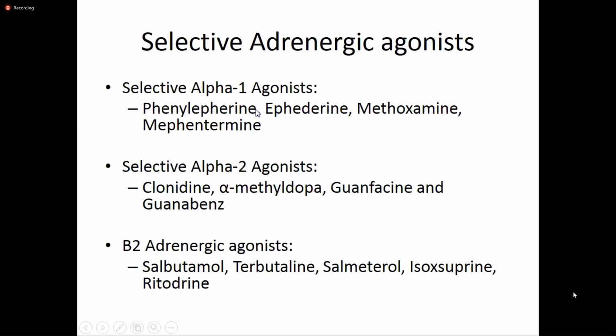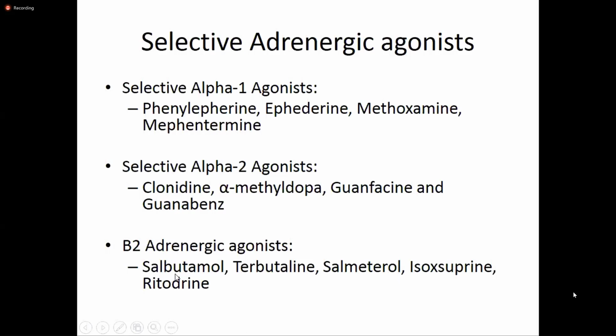As for example, the drugs which have effect on only the alpha 1 receptors. So this includes phenylephrine, ephedrine, methoxamine, and mephentermine. So these are the group of drugs which have selective action on the alpha 1 receptors. And there are some drugs which act selectively on alpha 2 receptors like clonidine, alpha methyl dopa, guanfacine, and guanabenz. And some are the drugs which selectively act only on the beta 2 receptors. And these drugs include salbutamol, terbutaline, salmeterol, isoxsuprine, and ritodrine.